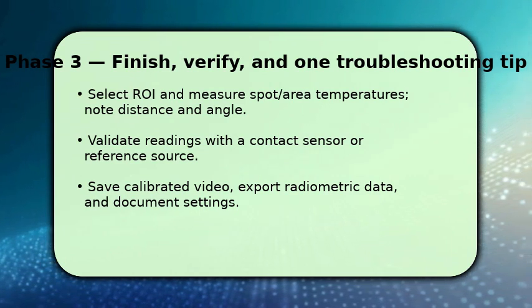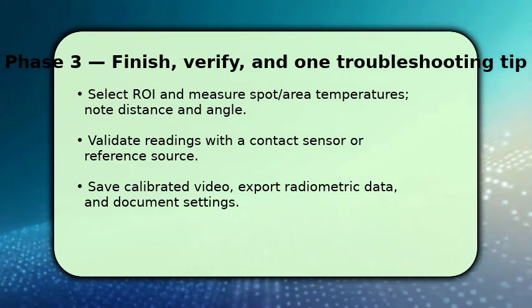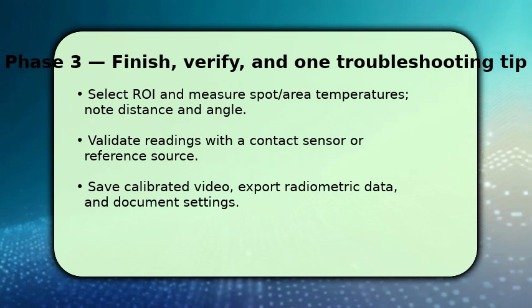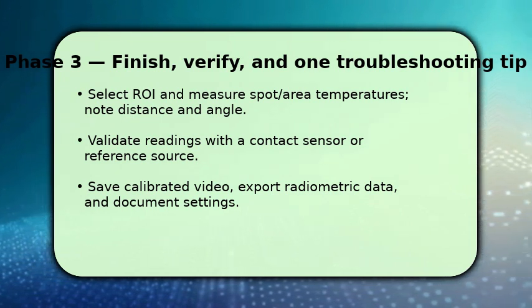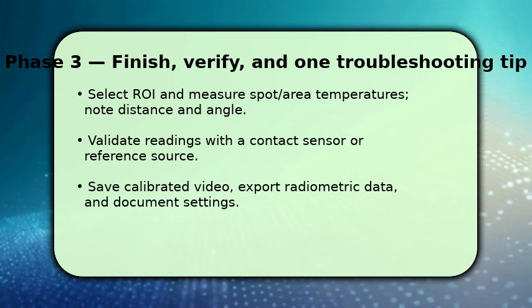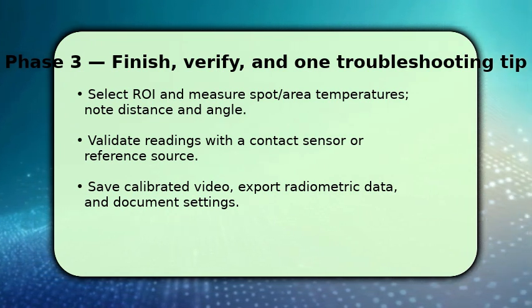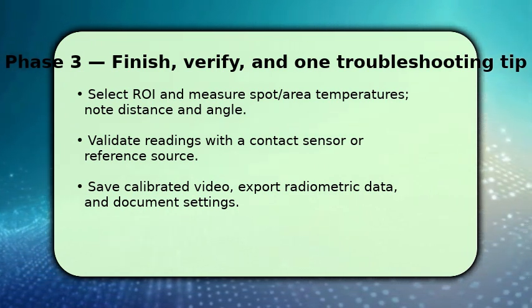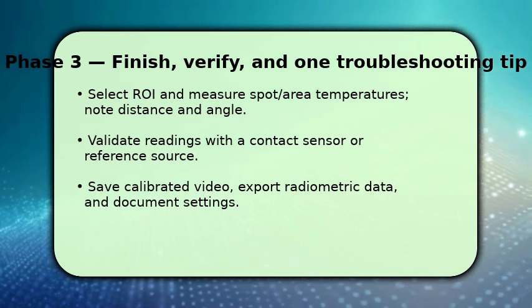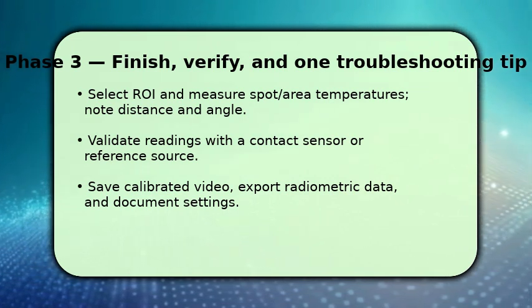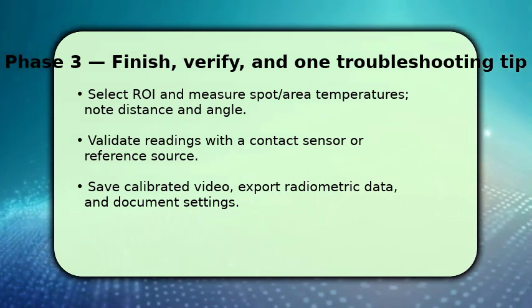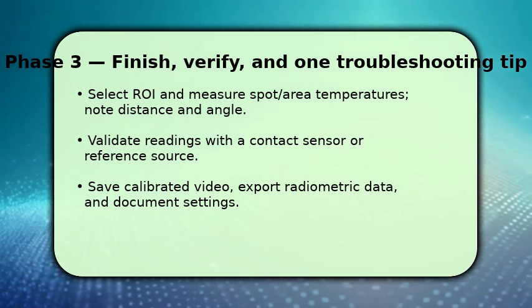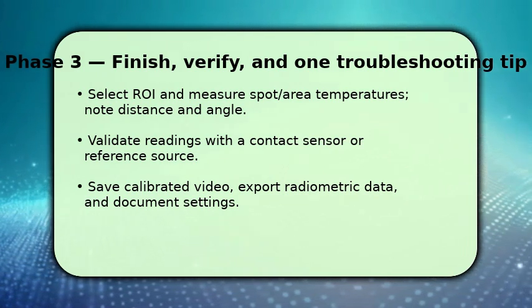Aim the camera, select a region of interest, and capture spot and area temperatures while noting distance and angle because those affect accuracy. Then validate with a contact thermometer or a blackbody reference to confirm calibration because discrepancies indicate emissivity or NUC issues. Once satisfied, save calibrated video and export radiometric frames or CSV data.